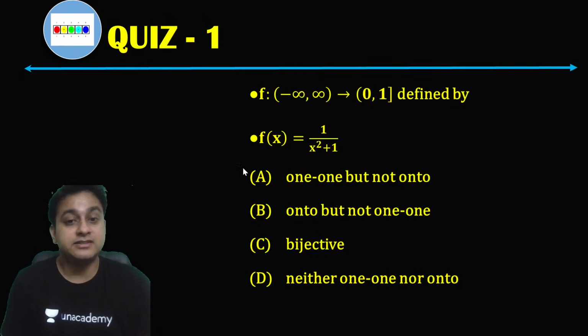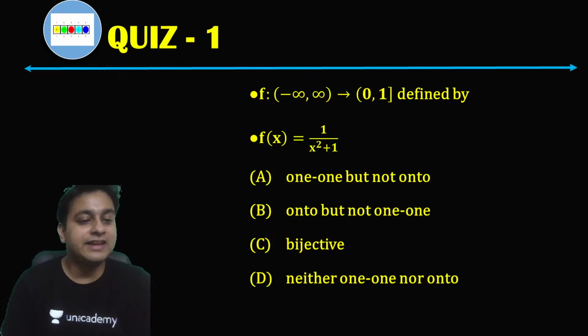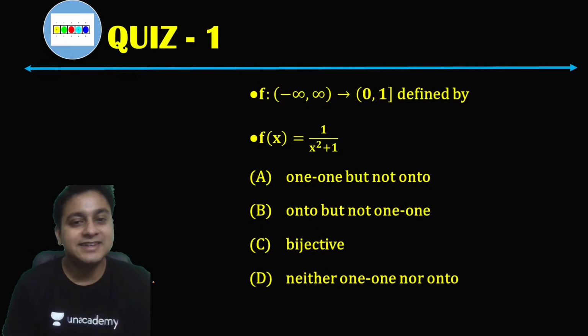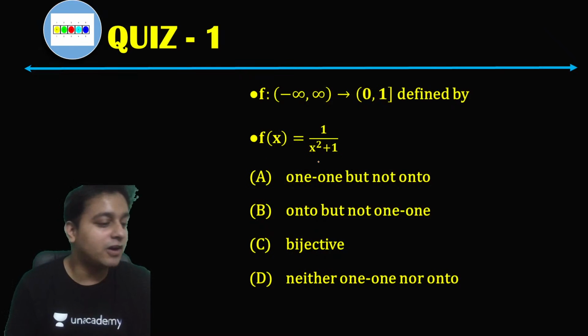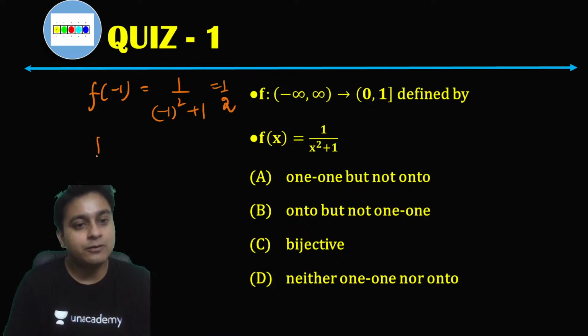The operator is saying C, it's bijective. See guys, we can very easily predict whether it is one-one or not. Is it an even function or an odd function? Let's suppose I put x as minus 1, f of minus 1, what will that be? 1 upon minus 1 square plus 1, which is 1 by 2. And what about f of 1? That will be 1 upon 1 square plus 1, which is also 1 by 2.